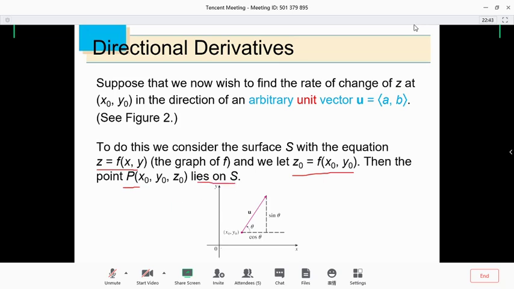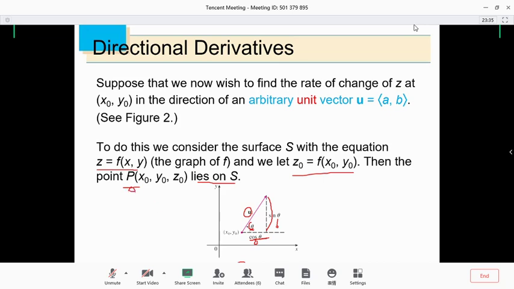We see this figure. u equals (a, b). We suppose the angle of this is theta. Then the length of this part is sin theta, because the length of u equals 1. So this one is sin theta multiplied by 1, and this length is cosine theta multiplied by 1. So we can write u as cosine theta and sin theta. So a equals cosine theta, and b equals sin theta.